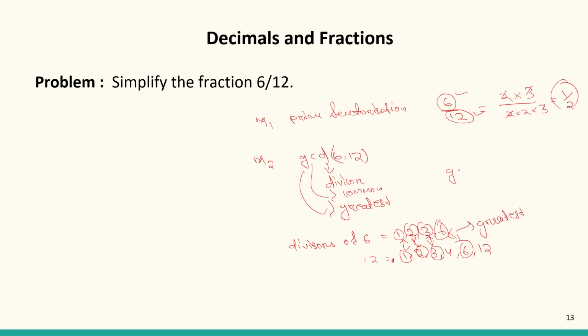So GCD of 6 and 12 is equal to 6. What we need to do is divide the numerator by 6, that is 6 by 6, and divide the denominator by 6, that is 12 by 6. So that is equal to 1 by 2, which is nothing but 0.5. This is also equal to 0.5, the same answer.